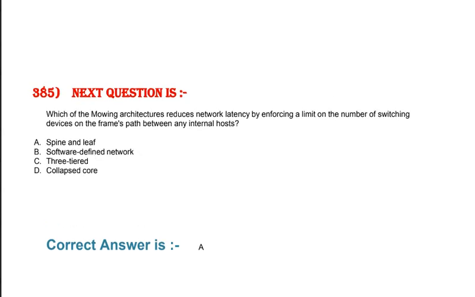Question is, which of the following architectures reduces network latency by enforcing a limit on the number of switching devices on the frames path between any internal hosts? Option A, spine and leaf. Option B, software-defined network. Option C, three-tiered. Option D, collapsed core. Correct answer is option A.